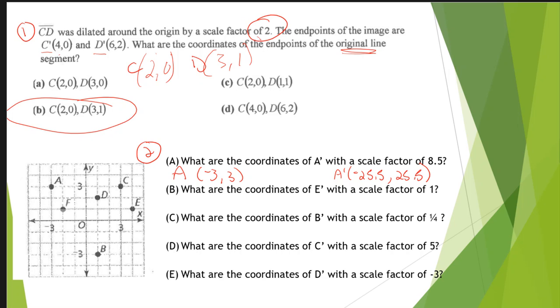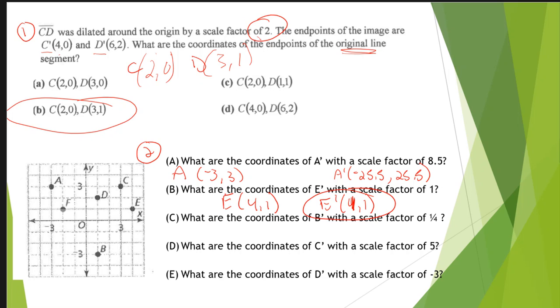For B, I do want to take a second to do that, even though I said every other one. I just want you to be clear on what a scale factor of 1 is. If the scale factor is 1, nothing is going to change. So E prime would just be the same point that we started with. So since E was 4, 1, E prime would also be 4, 1. Because we're not multiplying it by anything. We're multiplying by 1, it's the same as itself.